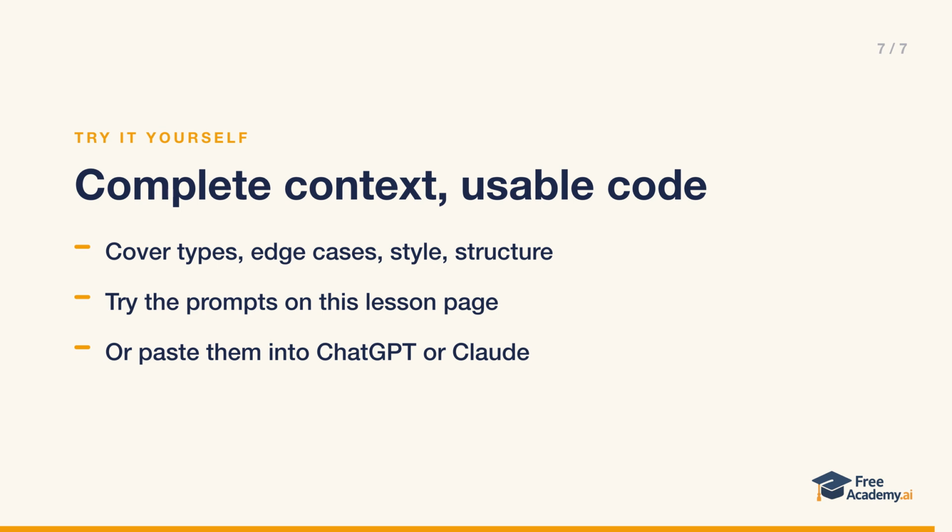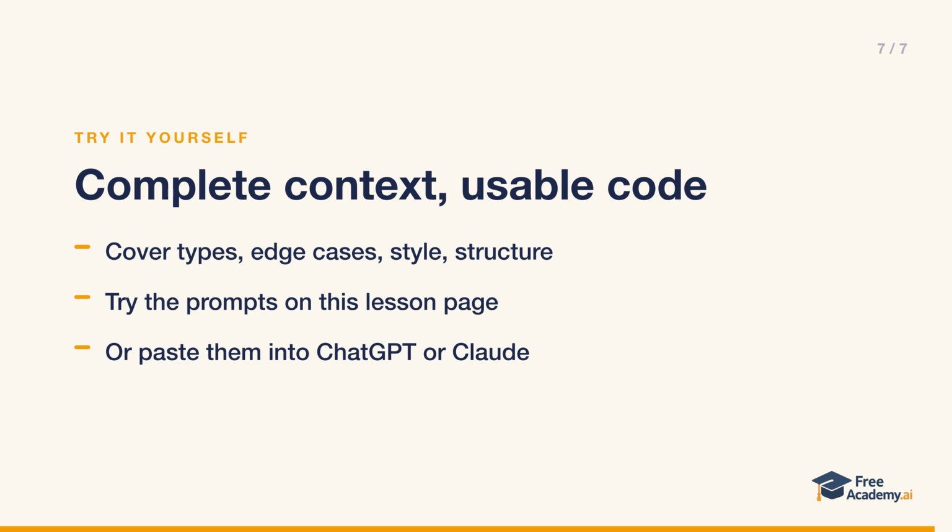Let's pull it together. Whether you're generating a function, a full API with tests, or designing a prompt for something complex like a React data fetching hook with loading, error, and retry states, the same idea holds. Think about the types, the edge cases, the style, and the structure, then put all of that into the prompt. Complete context produces code you can use immediately.